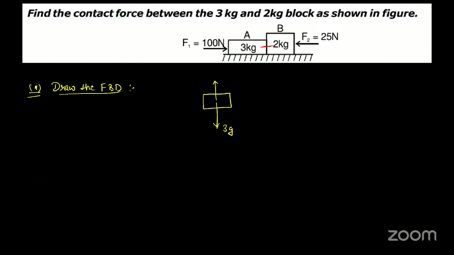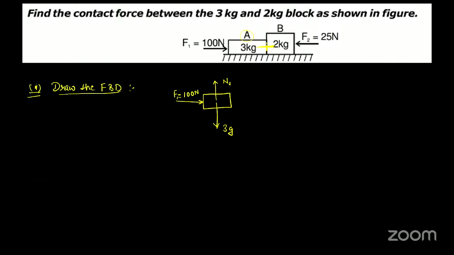On the upward side, there is a normal reaction force by the ground, which we will take as N1. Got it? Now there is a force acting from the left side, which is F1, having a magnitude of 100 Newton. Similarly, block A is making contact with block B. So there must be a contact force perpendicular to the contact surface. Now on the 3 kg block, in which direction will that force act, this way or that way?